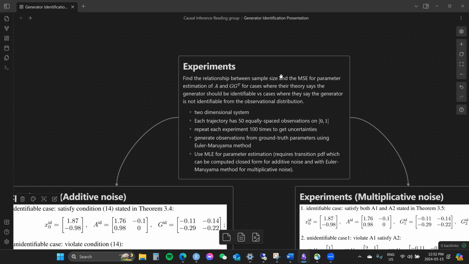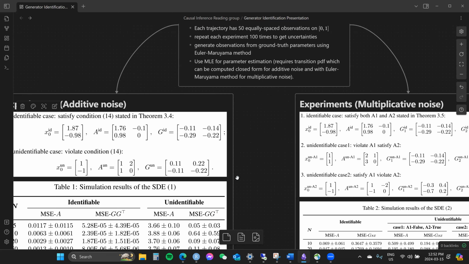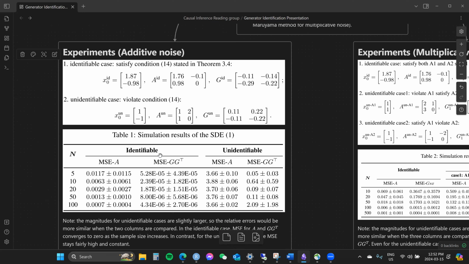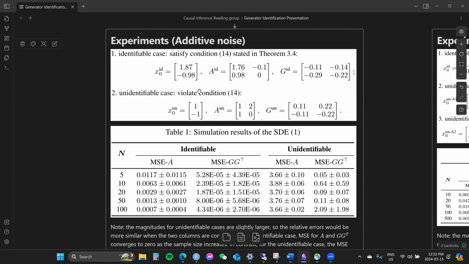They generate observations from the simulated ground truth parameters using the Euler-Maruyama method. And they're using MLE for parameter estimation, which requires the transition PDF, which they're also computing using the Euler-Maruyama method. So in the additive noise case, they have 2 examples. The first example is the identifiable case, so it satisfies their theorem 3.4. And the second case is unidentifiable.